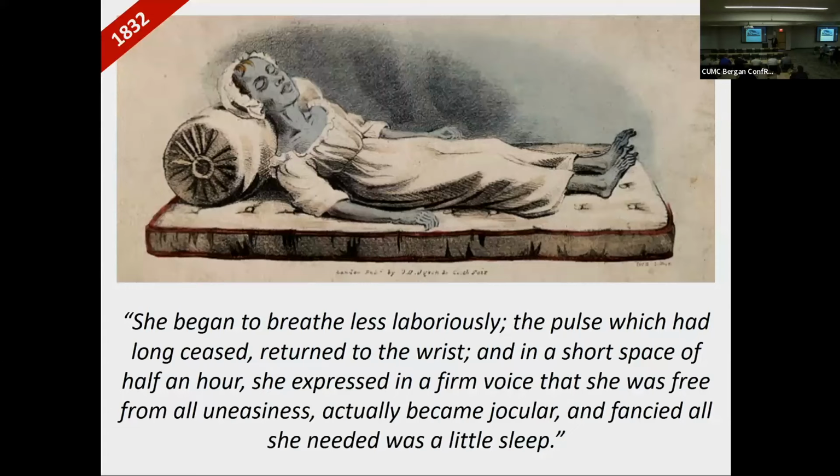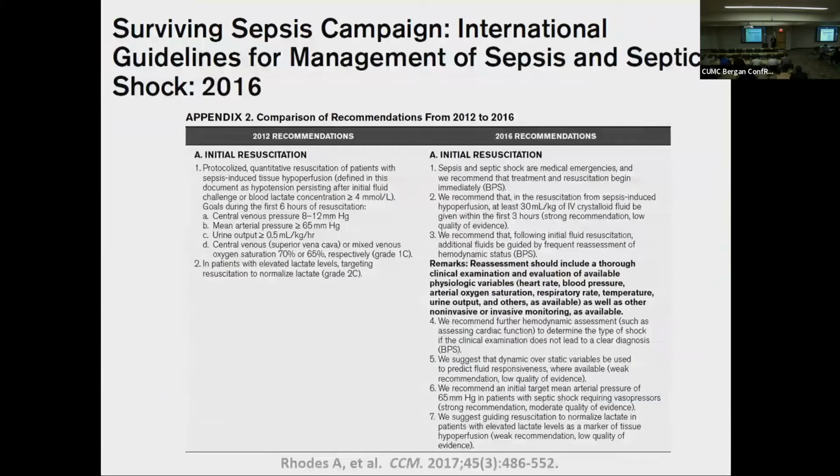And this lady survived, the other three died. But one out of four they thought was pretty good, a 25% survival rate in 1832 with cholera, they thought was pretty good. Then we get to the Surviving Sepsis Campaign guidelines.